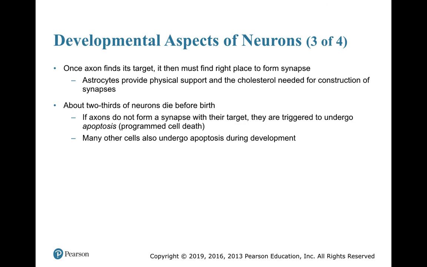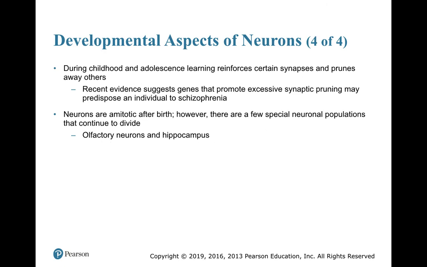About 2/3 of our neurons die before birth. If an axon doesn't form a synapse with its target, they're triggered to undergo apoptosis. And many other cells also undergo apoptosis during development. During childhood and adolescence, learning is going to reinforce certain synapses, and it's going to prune away others. Neurons are amitotic after birth. There are some exceptions. We'll see those when we talk about the olfactory system and the hippocampus.